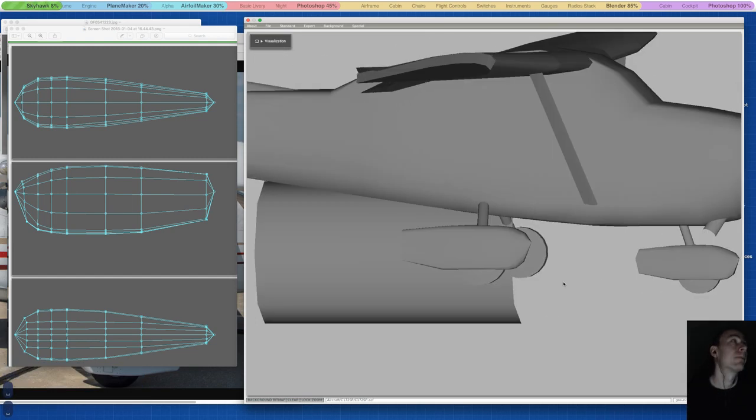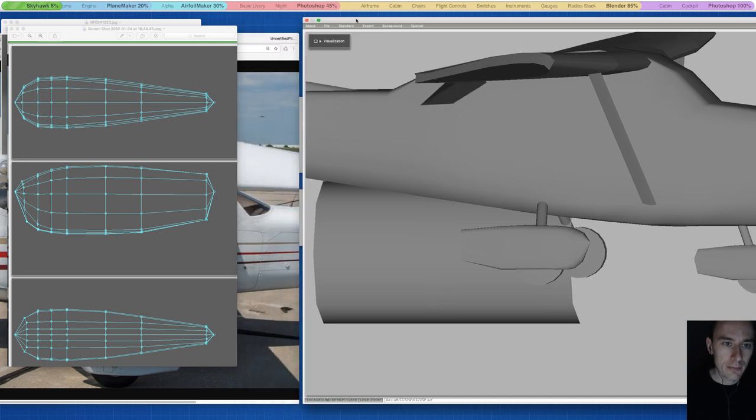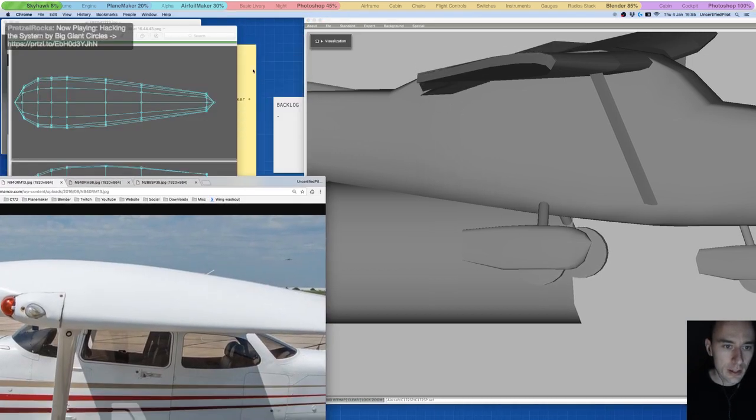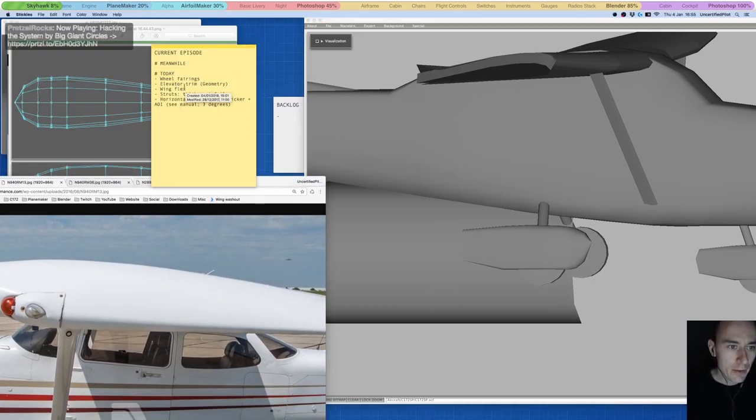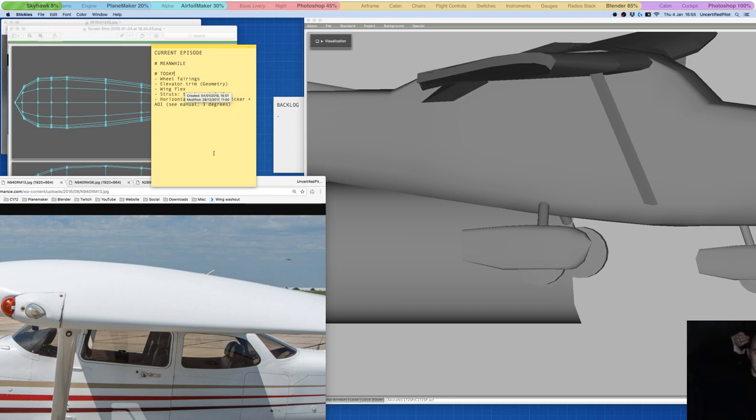Oh man. Well, that went pretty fast. I think with the other wheel fairing, we can just copy paste. Then we're done. What do I have planned for today? I had wheel fairings, elevator trim, wing flat struts, and horizontal. Yeah, okay. Perhaps we're gonna do that tomorrow then. The wing flex, I don't know what that one is.